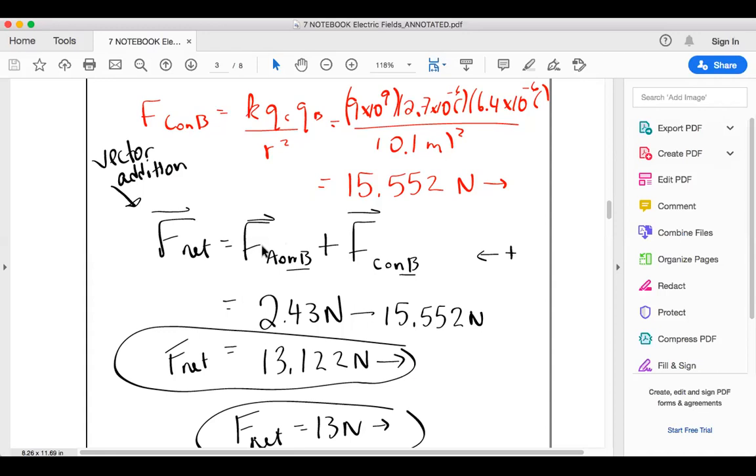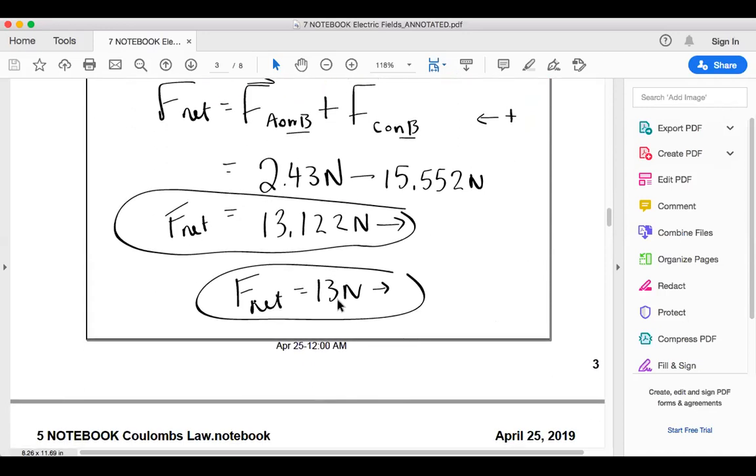We've got F of A on B plus F of C on B. But since we're adding force to the left plus the force to the right, we're going to need to switch one of the signs, and then we switch the direction with the sign. So that's how it ends up being a subtraction. So let's say if we said to the left was positive, so if we did 2.43 newtons minus 15.552, we're going to use unrounded numbers here, and we'd get a negative number, but negative means to the right based on our convention. So we know our answer is 13 newtons to the right.